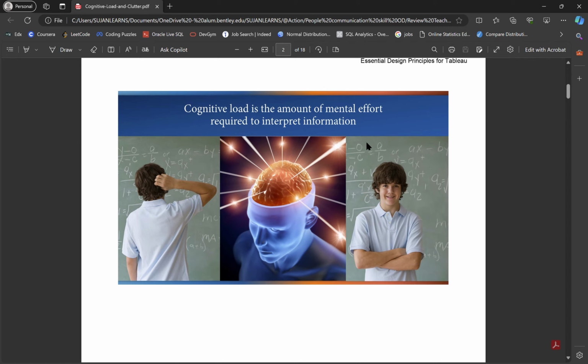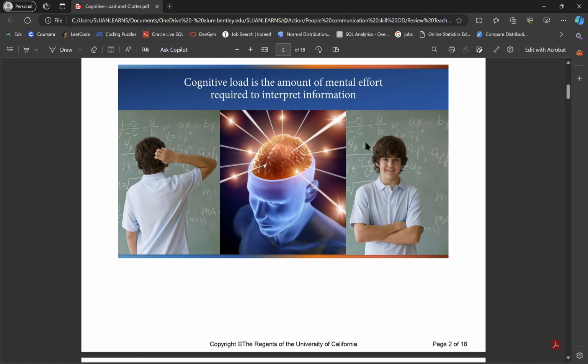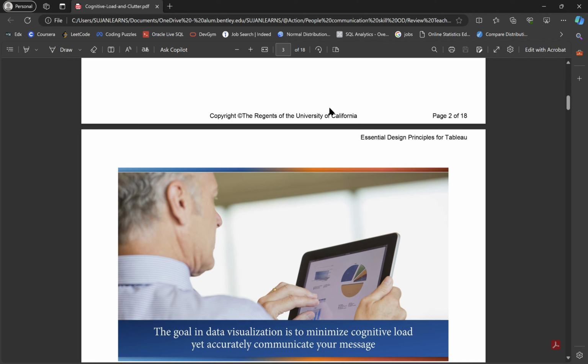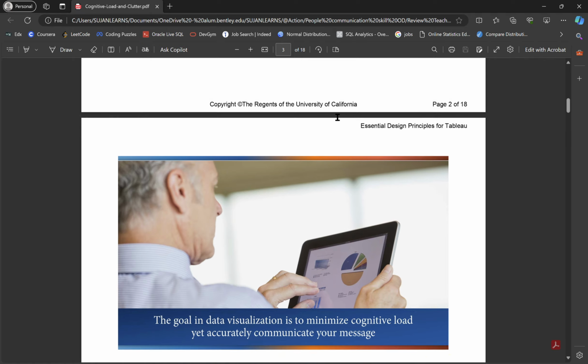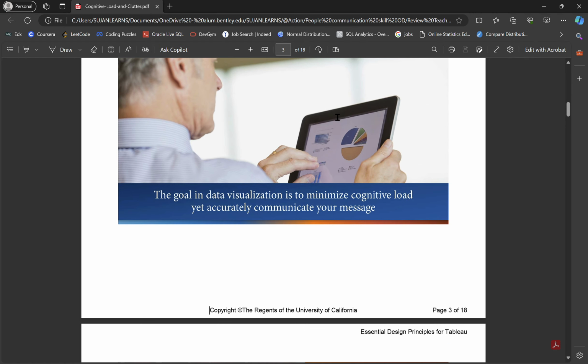Cognitive load is the amount of mental effort required to interpret information. It's a simple term. It is the amount of mental effort required to interpret information. And we need to do everything we can to minimize the cognitive load when we are presenting information to the user. That's why we need to design the data visualization in a similar fashion to minimize the cognitive load.